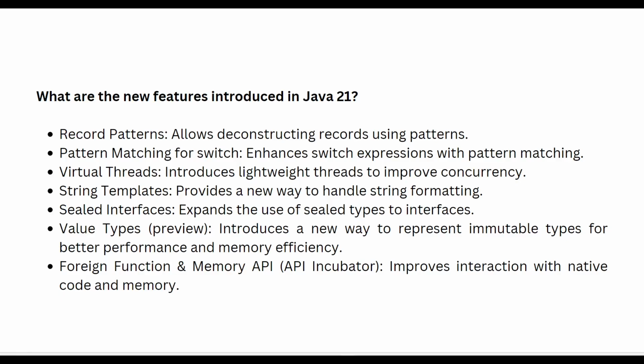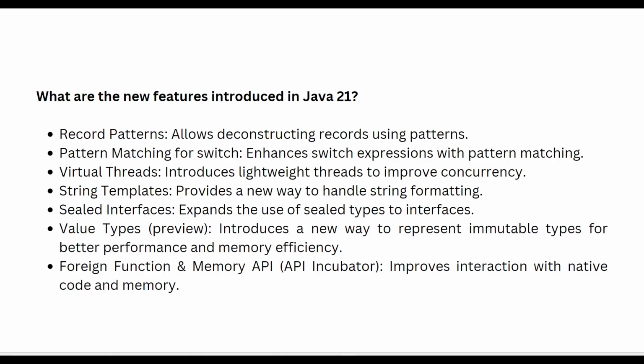Now this is not a new feature, but what we got in Java 21 was record patterns. So what is that? This feature allows you to deconstruct records more easily and use patterns to match and extract data from record instances. Pattern matching allows you to match against record types and extract their components. This feature is integrated with switch statements and instanceof checks, making it easier to work with complex data structures.